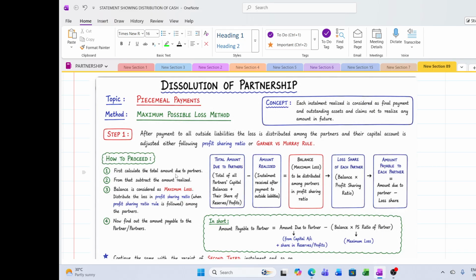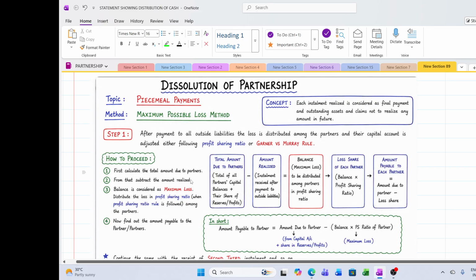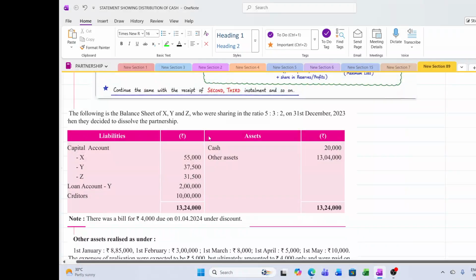Let us understand it through an example. I hope you will be able to understand it once you go through the sum. So let us proceed with the sum. I have taken one sum. The following is the balance sheet of XYZ sharing 5:3:2, and their dissolution happens on 31st December 23. To save time, I have prepared the sum. I'll be explaining it and you will understand it.